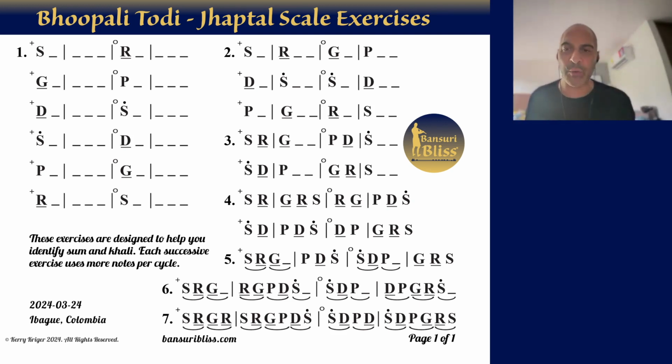1 and 2, 1, 2, 3, 1 and 2, 3, 4, 5. That was number 5. Now let's do number 6. What's the rhythm on number 6? Let's look at it. 1 and 2, 1 and 2 and 3, 1 and 2, 1 and 2 and 3.